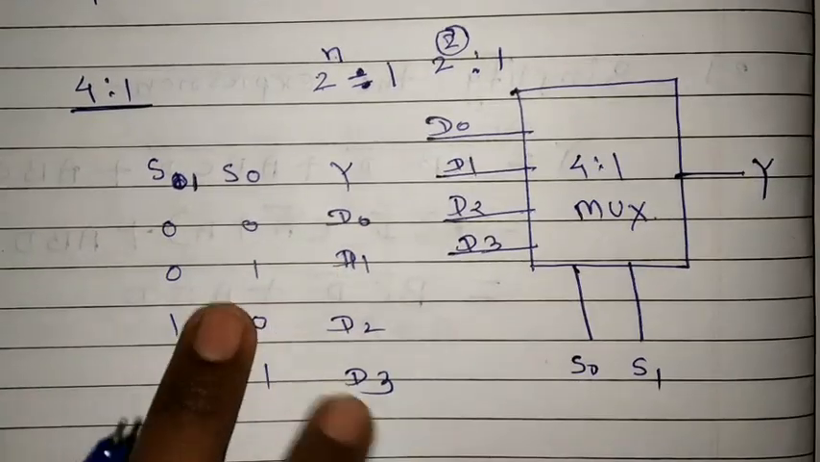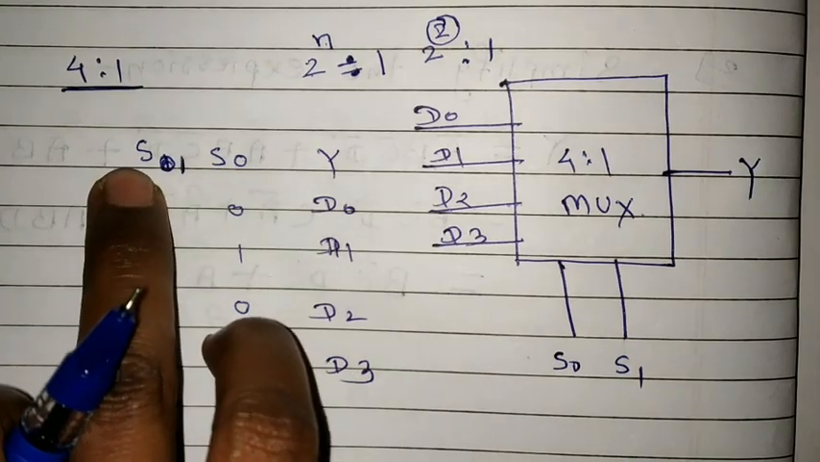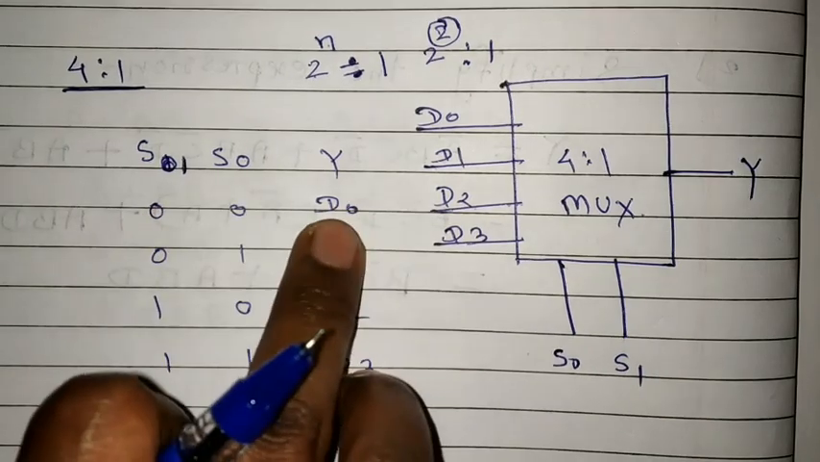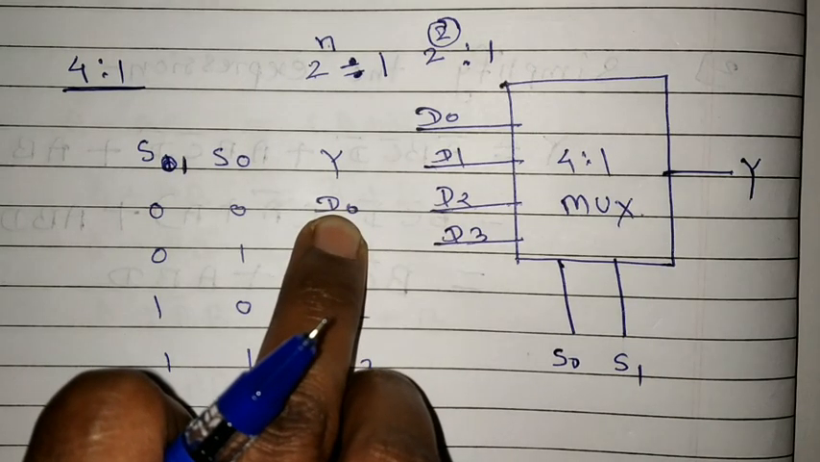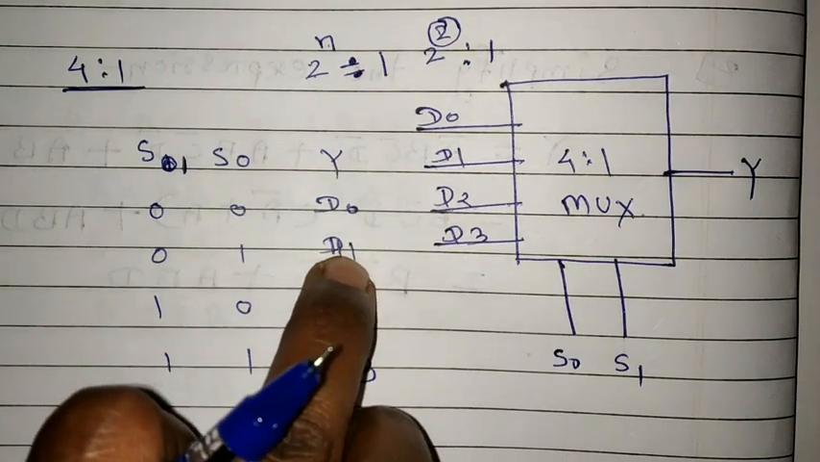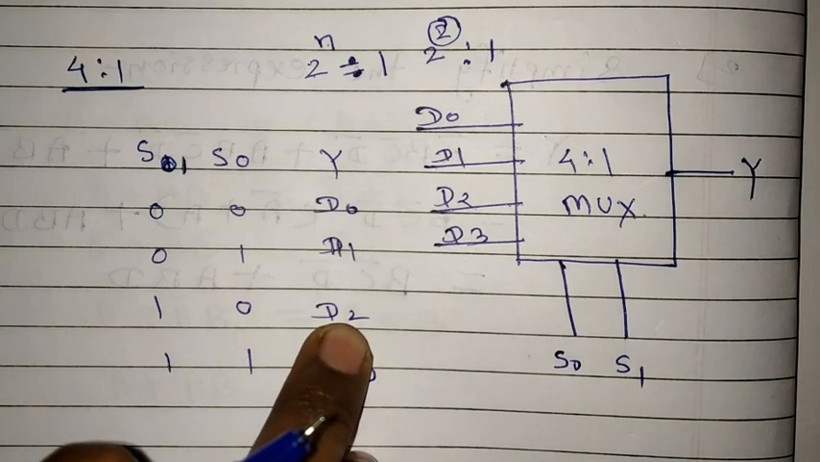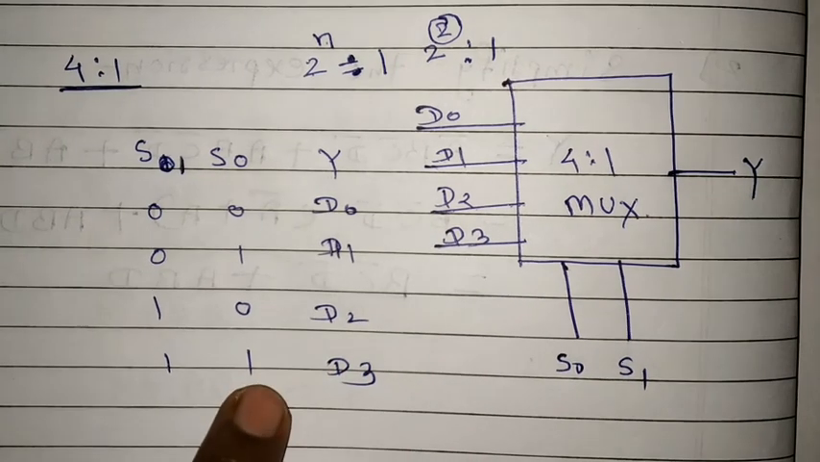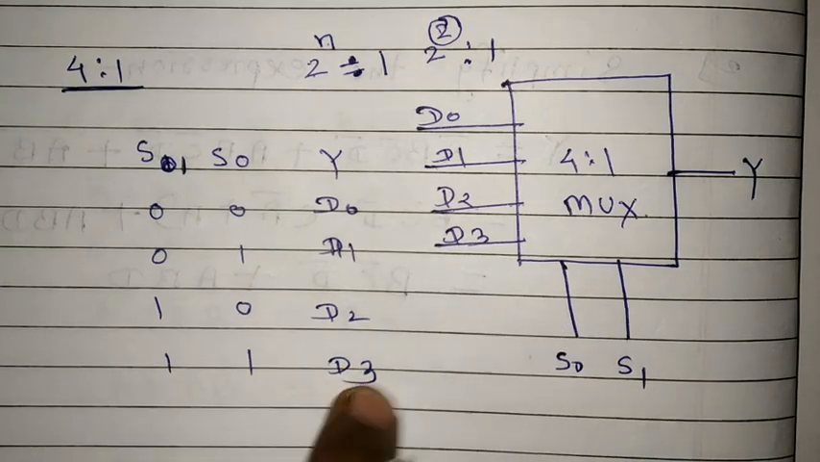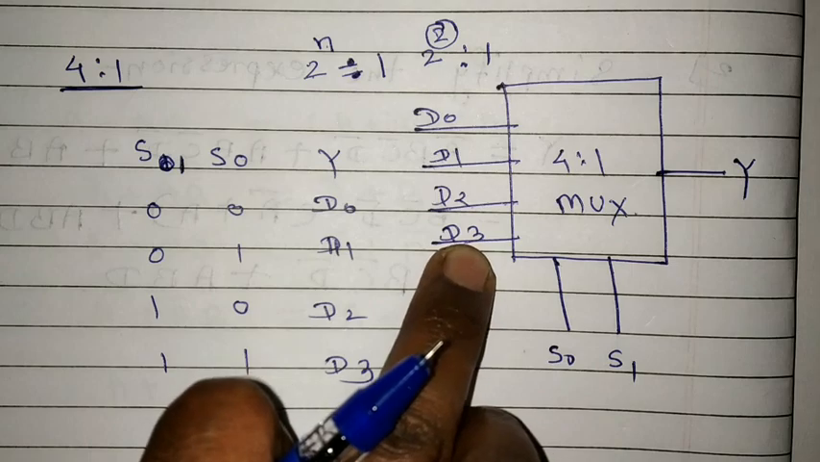See the truth table now. S0 and S1 both are select lines. If both are 0, Y will be connected to D0. Likewise, if it is 1, 0, then we get D1. If it is 0, 1, then the output will be D2, and finally when both select lines are on, Y is connected to D3.